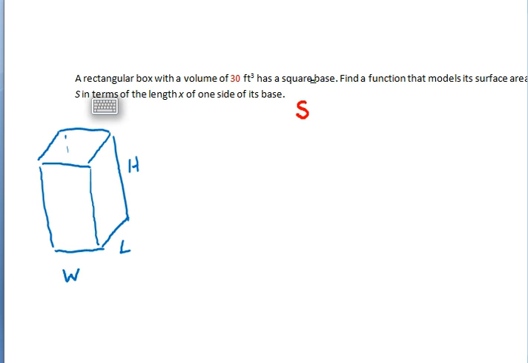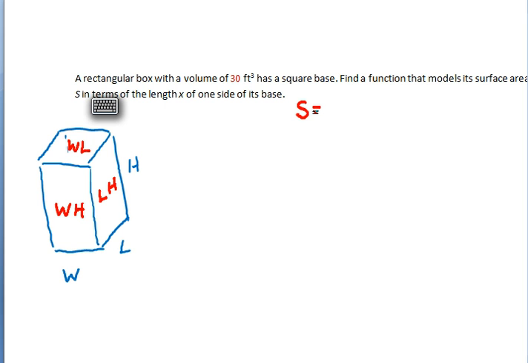Surface area is the sum of the areas of the 6 sides of the rectangular box. So there is a front and a back, which each have area WH, a left and a right, which each have area LH, and a top and the bottom, which each have WL as their area.